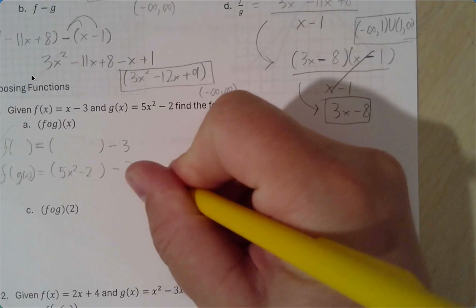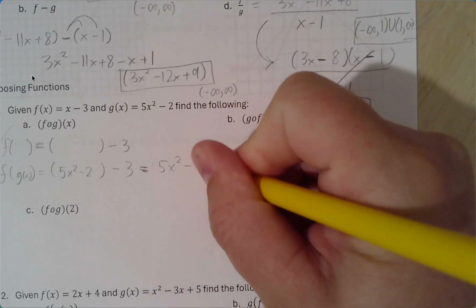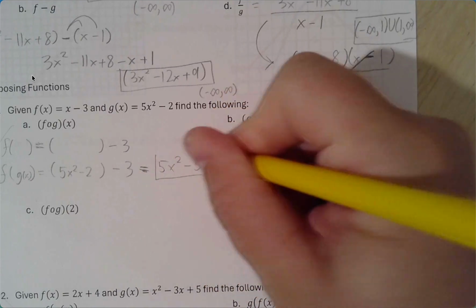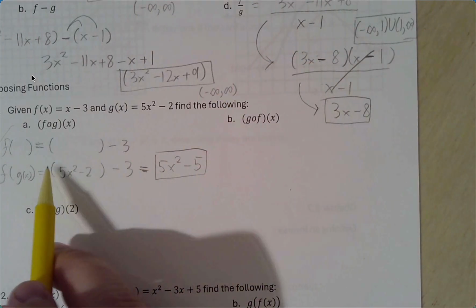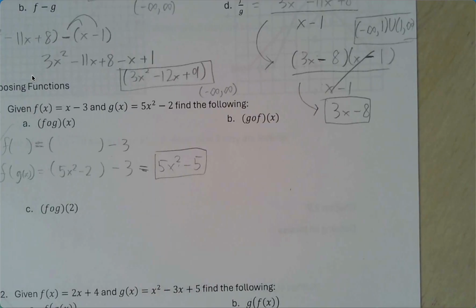They were just there to help us. I now have 5x squared essentially minus 5. Because the parentheses aren't necessary, there's nothing to distribute, there's nothing to square. We don't need them anymore. We just needed to see what we were doing as we were composing. There's my new answer, and by the way, that one's domain would be negative infinity to infinity.